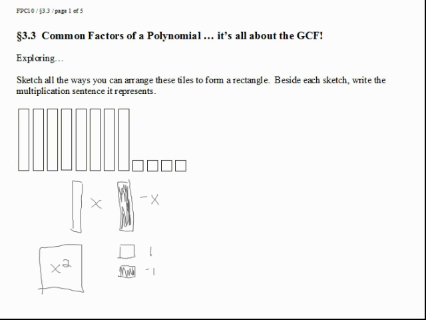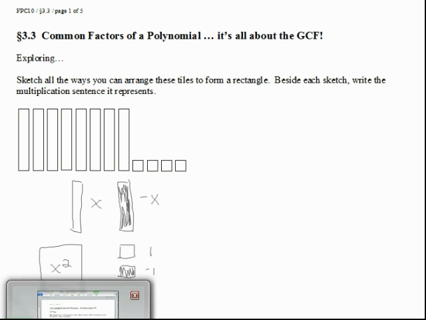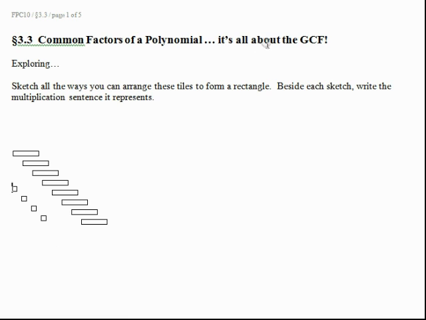Okay, so I need to go to a different document for this, so that I can move my squares around. What we have here is 8x and 4 1s, so we have 8x plus 4, and we want to do a multiplication rectangle with this. If we had 12, for example, just working with numbers, we could write that as a rectangle like this.